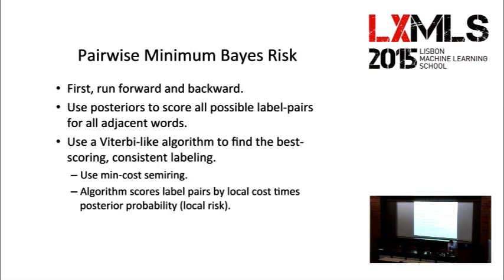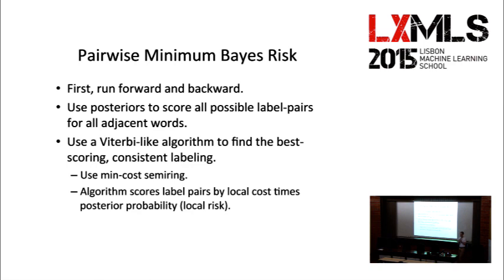Here's the answer. Here's the solution. Run forward and backward. Score all the possible label pairs at every position with the overlaps. Now use dynamic programming to go back and calculate the sum of these pairwise posteriors that gives you the lowest cost overall. The dynamic programming algorithm that you use will use a min-cost semi-ring, because you're trying to minimize the sum of these expected values of costs.